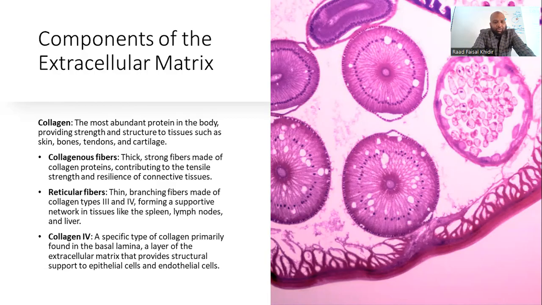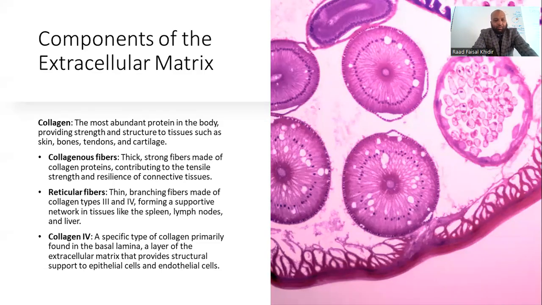Collagen. Collagen is the most abundant protein in the body and is rich in proteoglycans and glycosaminoglycans. These are very strong. They provide tensile strength to this bone structure that is rich in collagen, and it provides strength and structure to tissues such as the skin, the bone, the tendons, and the cartilage. The collagenous bone is rich in fibers that are thick. These are strong fibers made of collagen proteins, contributing to the tensile strength and the resilience of the connective tissue.